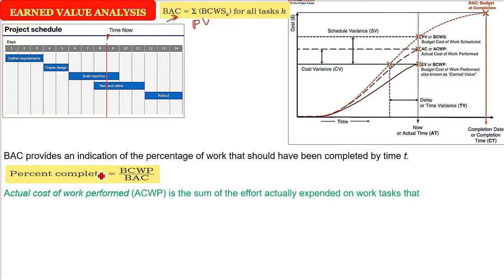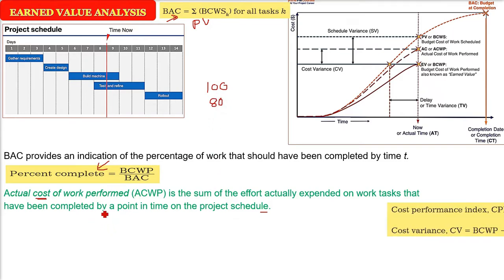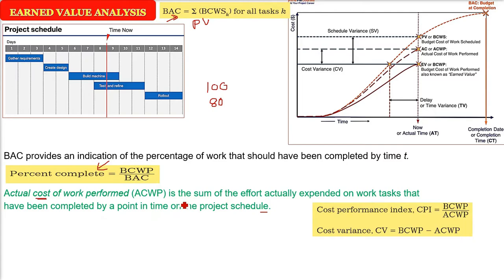Now let us come to the actual cost of work performed, ACWP. So this is the sum of effort actually expended or invested on work tasks that have been completed by a point in time on the project schedule. This is the actual cost till that point. You have planned $180, and this is the actual cost.